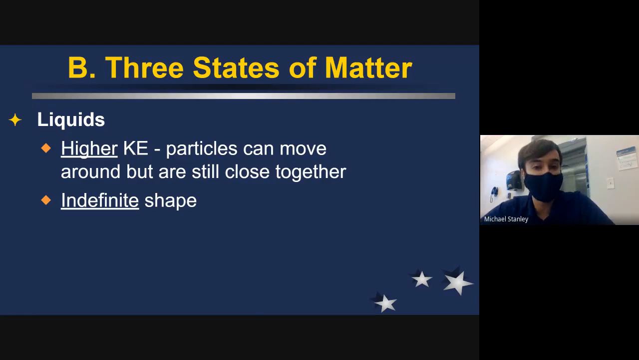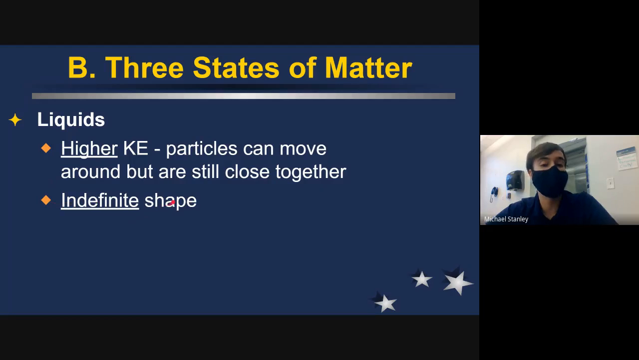Liquids have an indefinite shape. You can't have a set shape of water, right? Water doesn't come in a shape. It'll take the form of a specific shape if you pour it into a square-shaped Tupperware or a circular bowl or a tall, skinny glass. It'll take up the shape of that container, right? But it doesn't have a shape on its own.